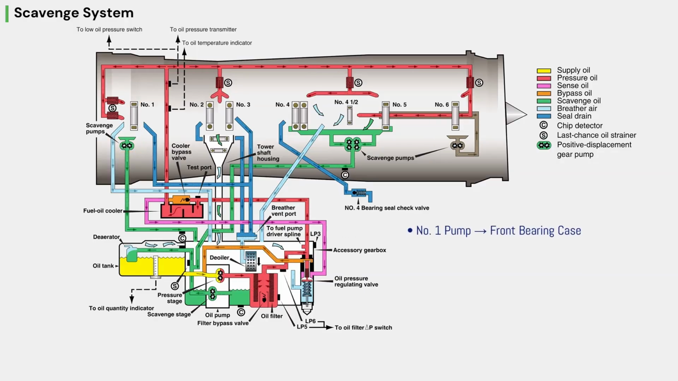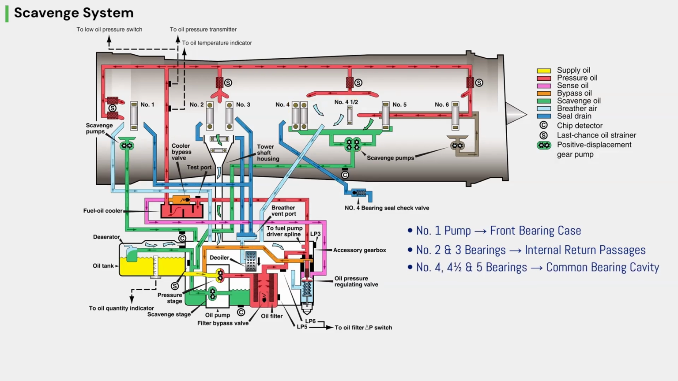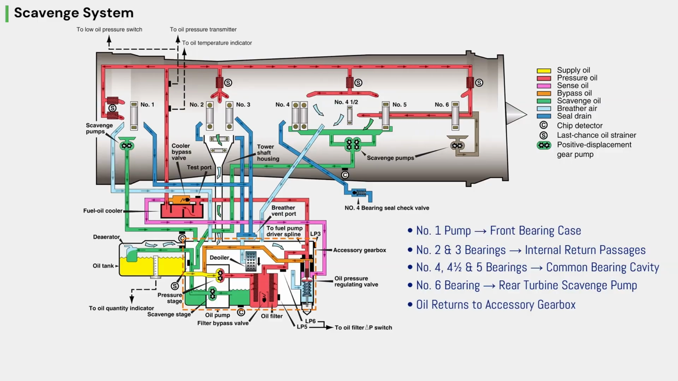The number 1 bearing scavenge pump removes oil from the front bearing case. Oil from the number 2 and number 3 bearings flows through internal passages. Oil from the number 4, number 4 1/2, and number 5 bearings is collected in another bearing cavity. The rear turbine bearing scavenge pump removes oil from the number 6 bearing compartment, sends it through a passage in the turbine case strut, and then directs it to the number 4, 4 1/2, and 5 bearing cavity area before all of the oil returns to the oil tank. All of this oil eventually returns to the accessory gearbox and then flows back to the oil tank.